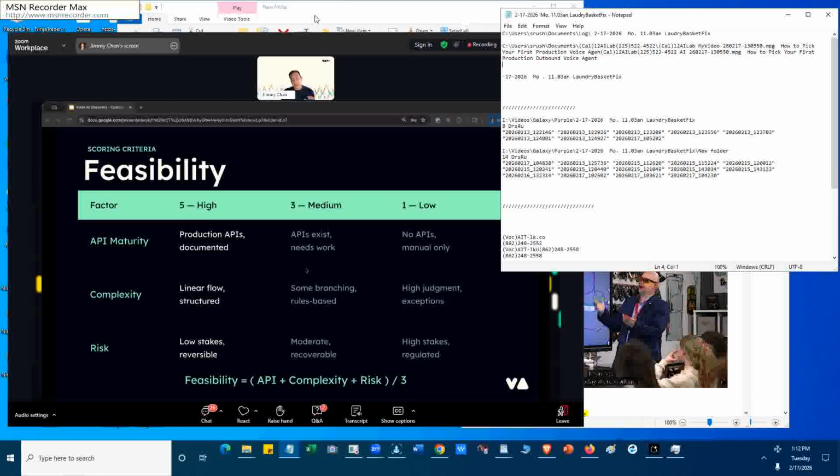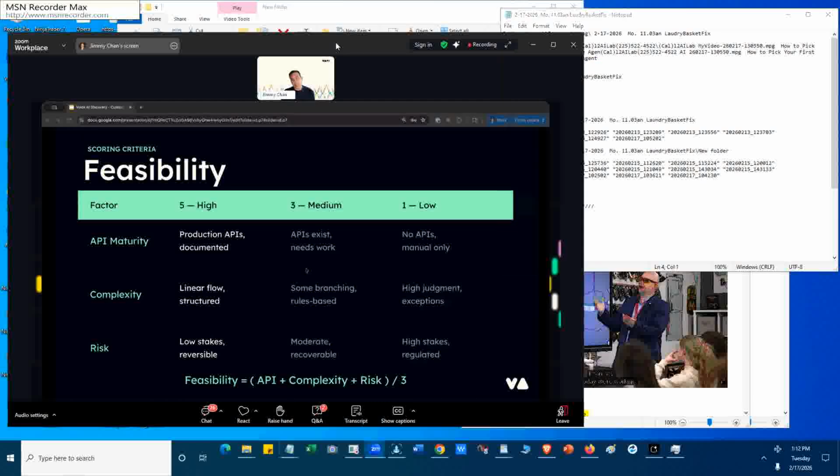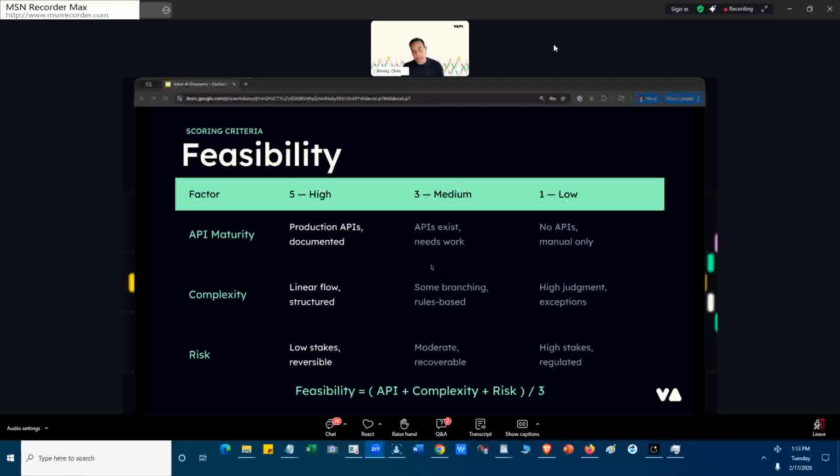Risk is the third area, and this is where you want to look at something that's low stake, something that's reversible, and what happens if something goes wrong, basically. If something goes wrong and you can just quickly fix it or stop something, then that's low risk, so you can score high in this matrix. But if it's high stakes, it's highly regulated, and you absolutely can't afford mistakes, then it's a very risky project or automation, so you want to score low in our scoring system.